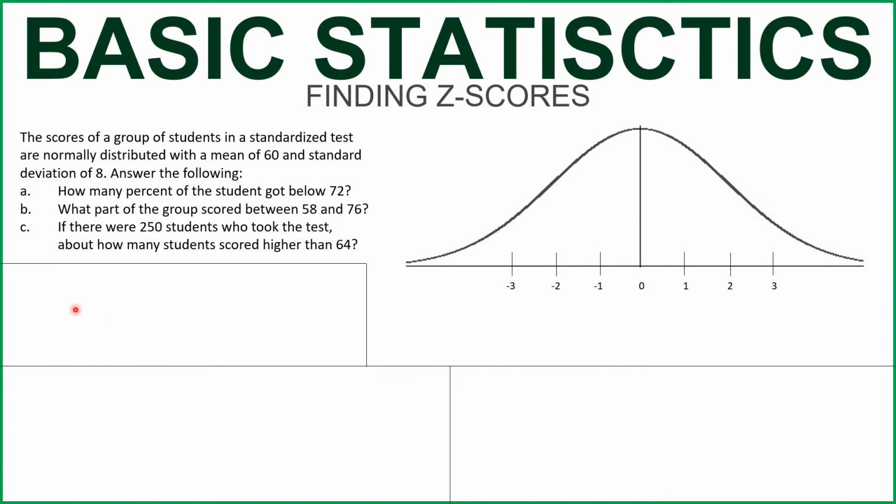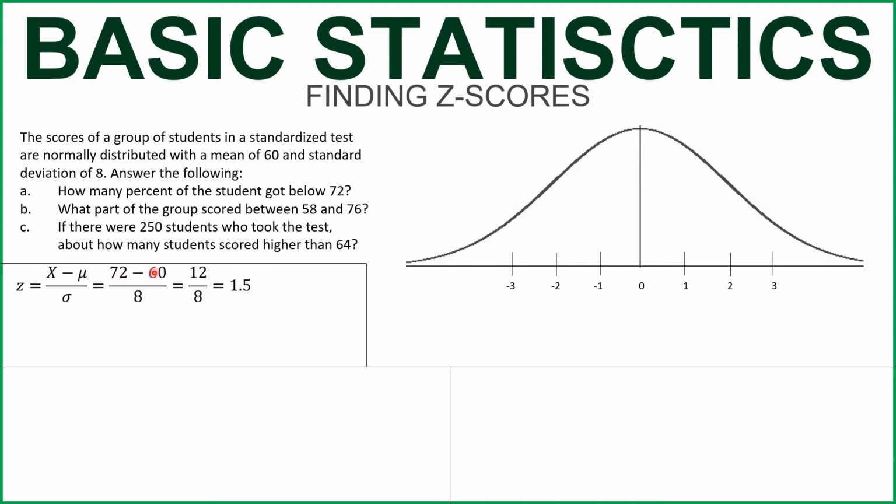So, let us identify the formula. The formula in getting the z-score is x minus mu all over sigma. Our x here is the given measurement. In letter A, our given measurement is 72. So we write 72 minus the mu, and our mu is the mean, so minus 60, because 60 is our mean, all over sigma, which is the standard deviation, equal to 8.